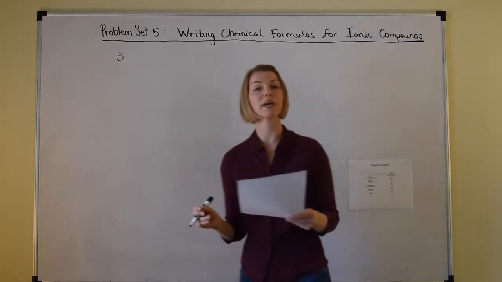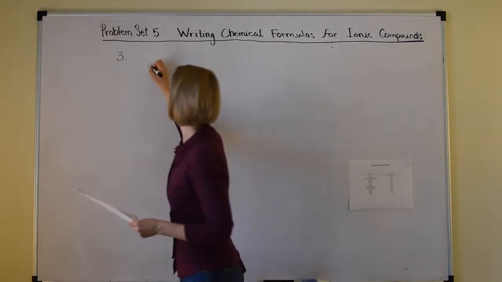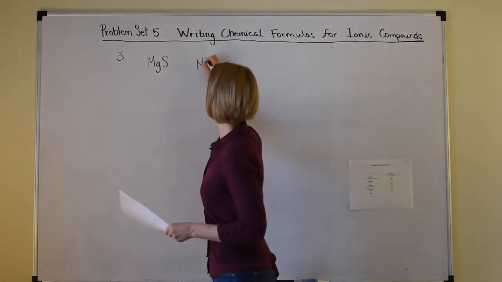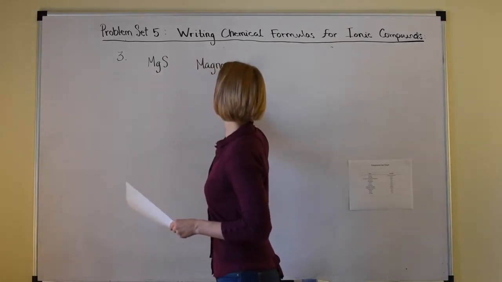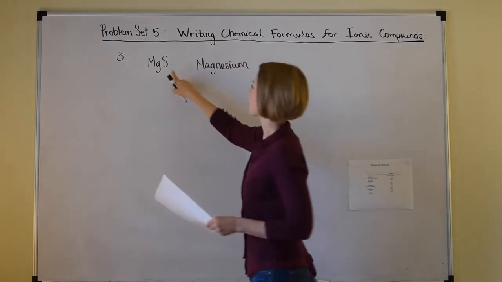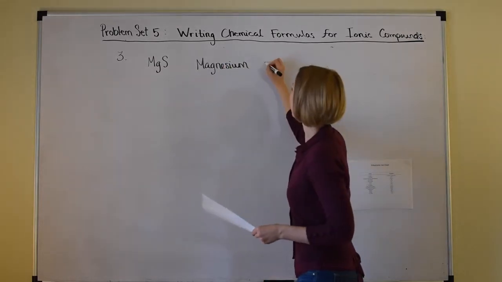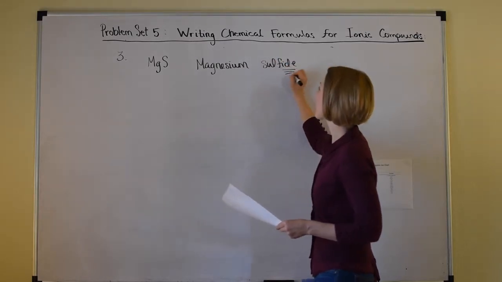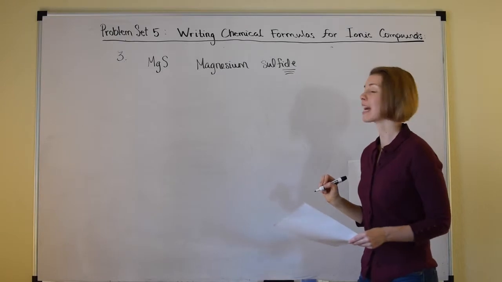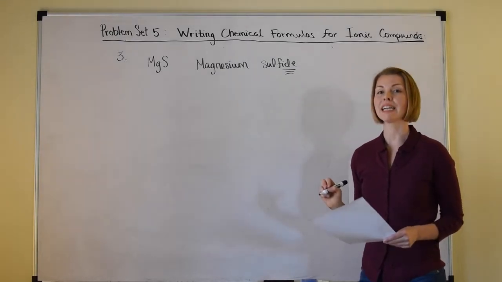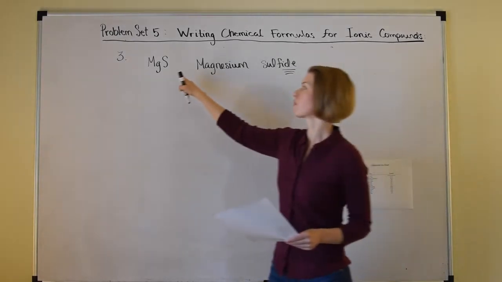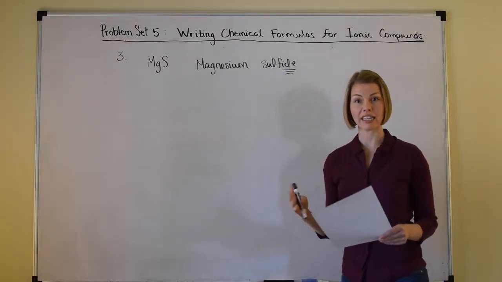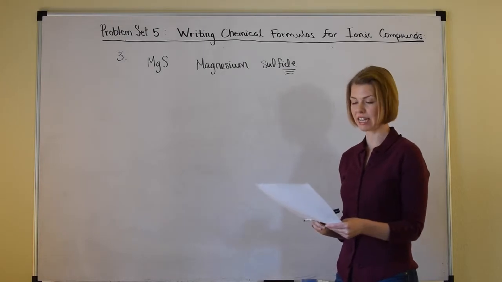Write the names for the following ionic compounds. We've got MgS. The cation is magnesium ion, and the anion is a sulfide, magnesium sulfide. Do not, under any circumstances, call this magnesium sulfur. It's magnesium sulfide. The sulfur has gained 2 electrons and become a sulfide anion. So reflect that in the name.